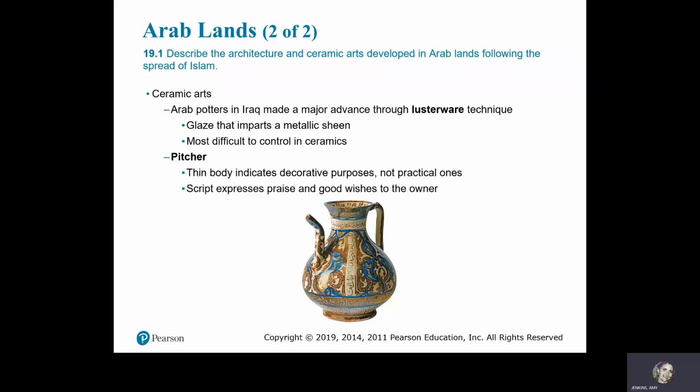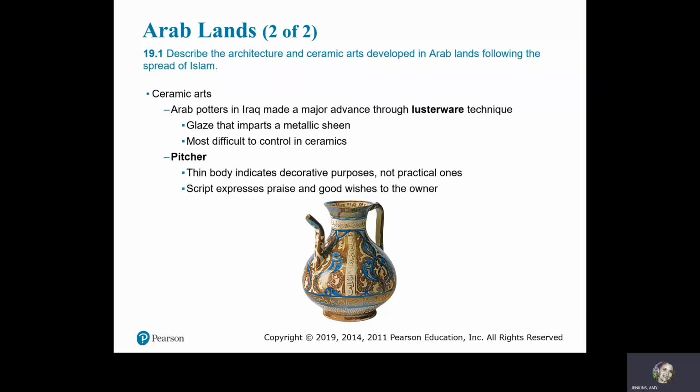Ceramic arts. Arab potters in Iraq made a major advance through the lusterware technique. It's a glaze that imparts a metallic sheen. It's the most difficult to control in ceramics. The picture here has a thin body. It indicates a decorative purpose and not a practical one.